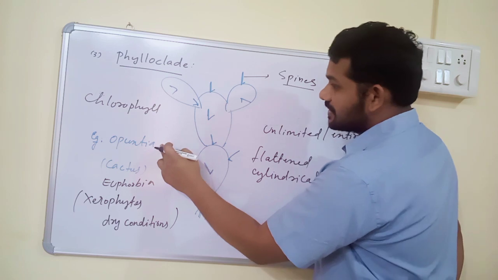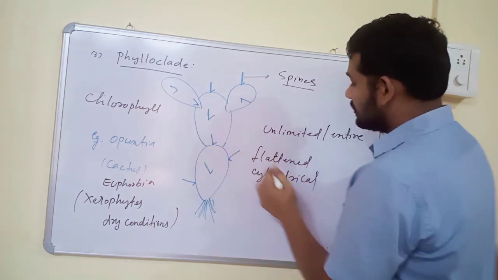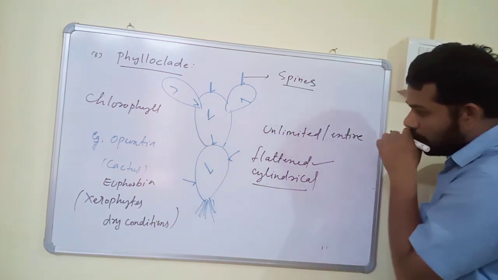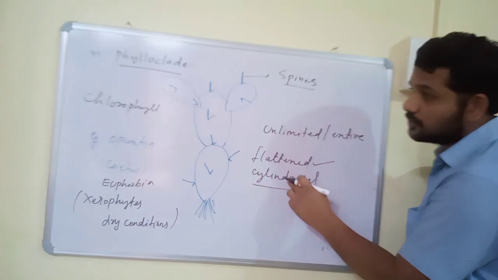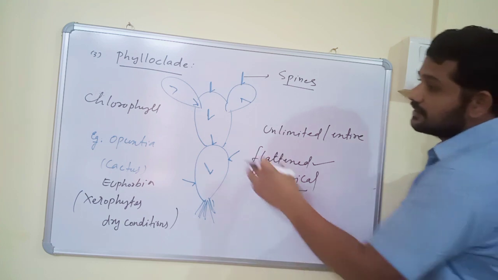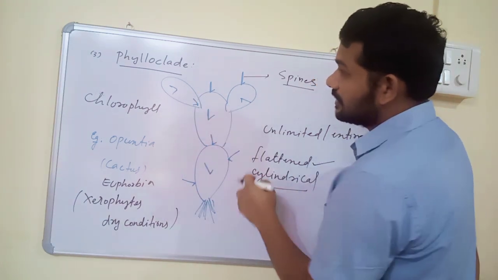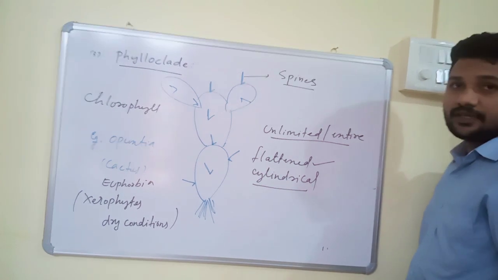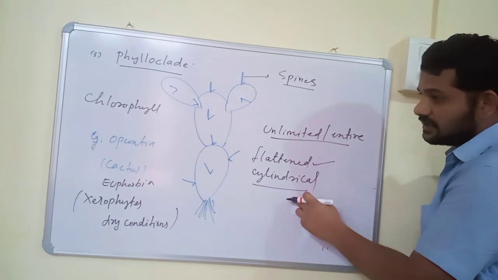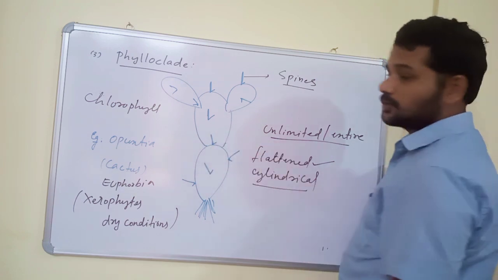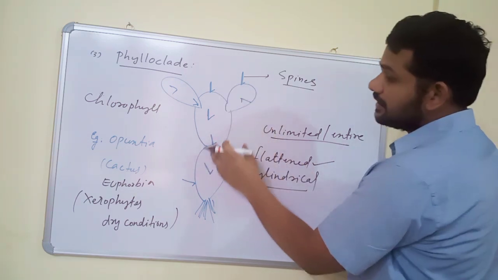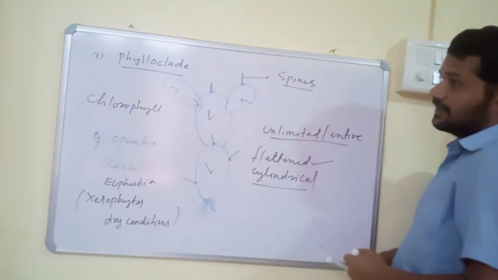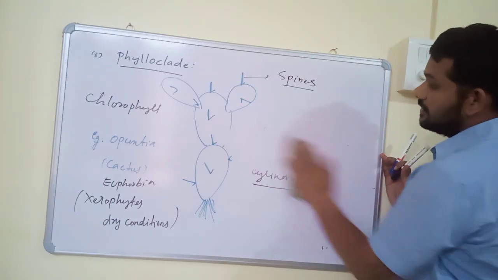In case of Opuntia, the entire stem modified into a flattened structure. In case of Euphorbia, the entire stem modified into a cylindrical structure. This is the phylloclade. In phylloclade, the unlimited length of the stem modified into a green, flattened or cylindrical structure which performs photosynthesis. Usually phylloclade is present in xerophytic plants. Examples, Opuntia and cactus. This is another aerial stem modification.